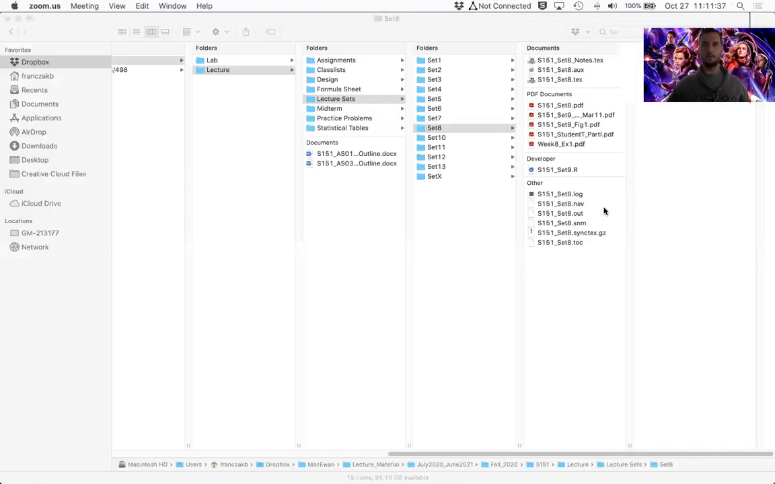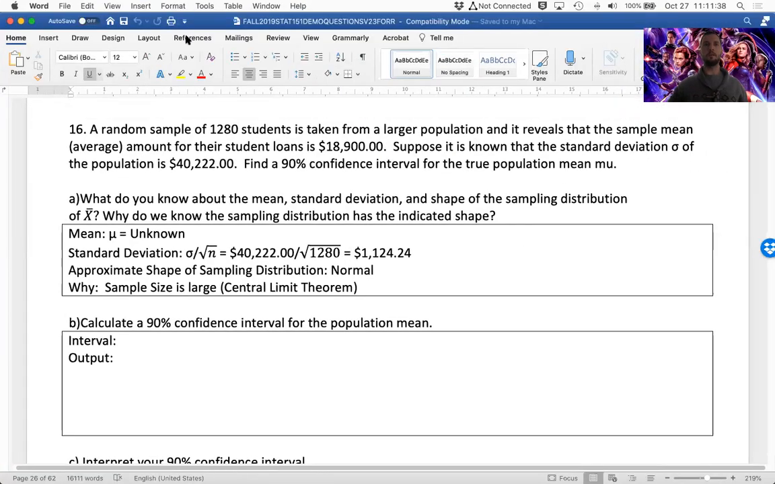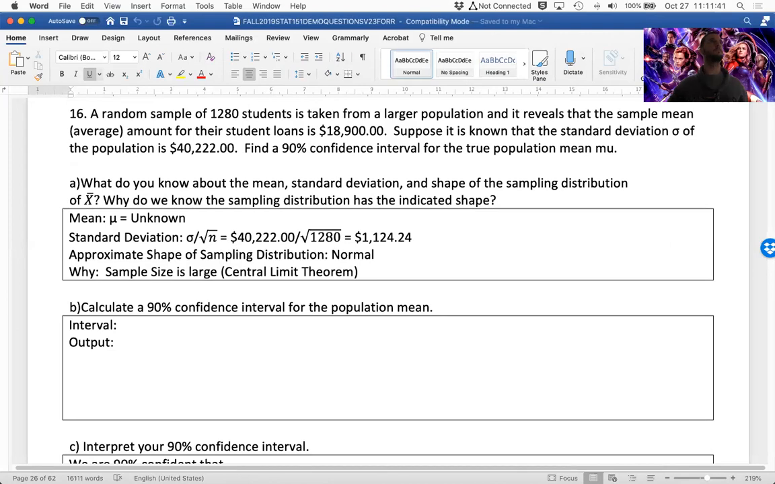All right, so now we flip over. So share screen, desktop 1. There we go. Okay, so here's our demo data file, and we are starting with question 16, which is shown below.